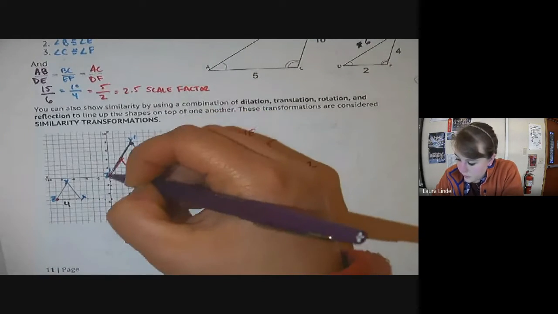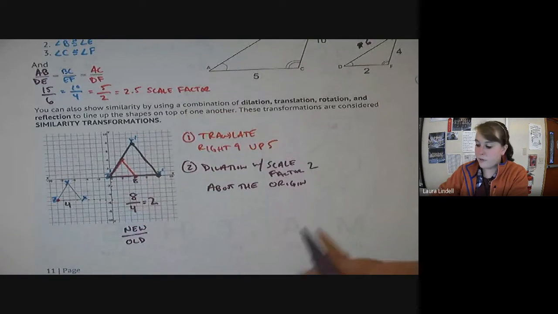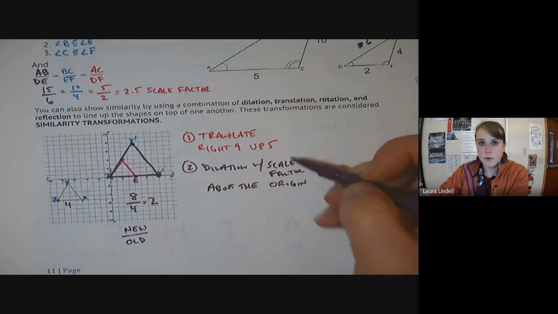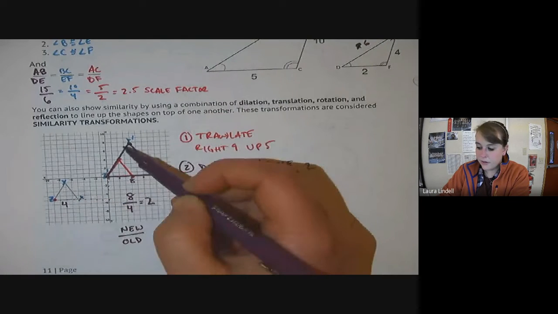So now my triangle lands exactly where I want it to. And we're good to go. This would be considered a complete problem. We've shown with transformations how I can get from this triangle to this one.